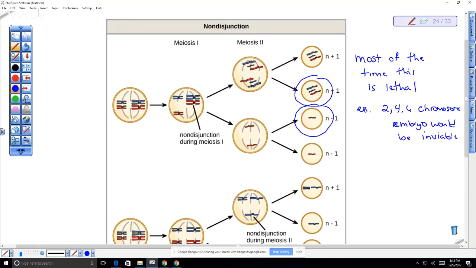So if you had an extra 2nd chromosome, or 4th, or 6th, or 8th chromosome, or any of the other ones, except for the 21st one. For some reason, that 21st chromosome, probably because it's really tiny, does not cause an inviable offspring. So people are able to survive that.